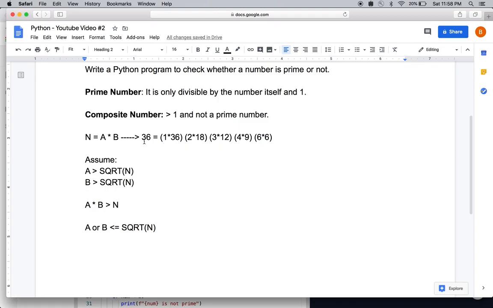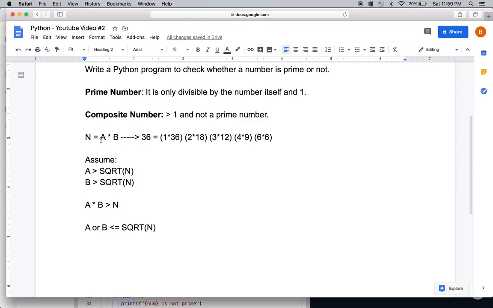Like, for example, 36 is a composite number because these are all the factors of 36, right? Apart from 1 and 36, you have 2 and 18, 3 and 12, 4 and 9, 6 and 6, right? And I wrote this to explain an important rule that we will use to improve the performance in our program.